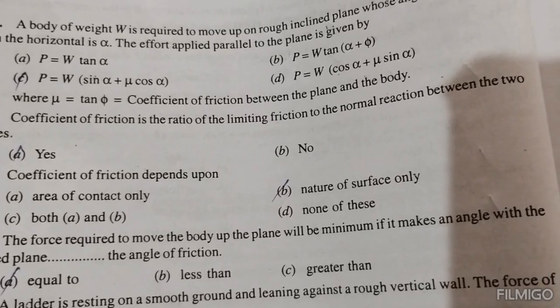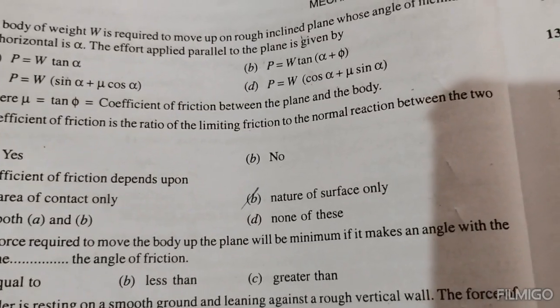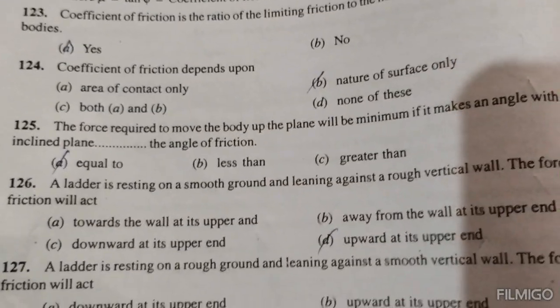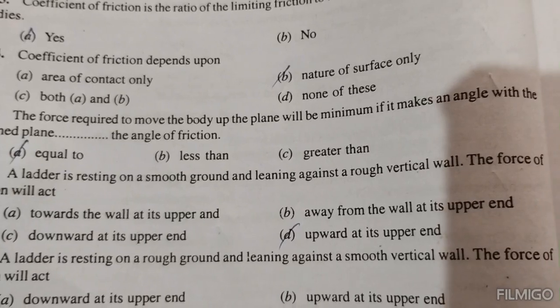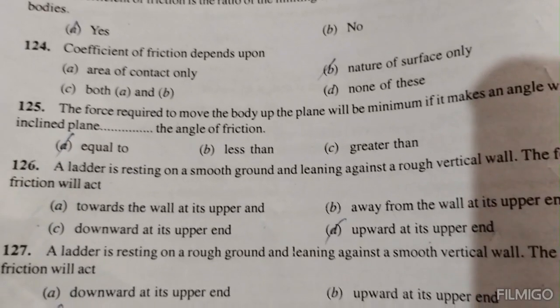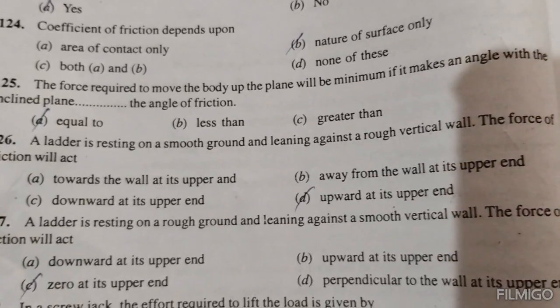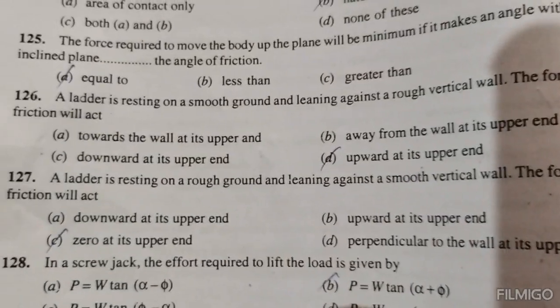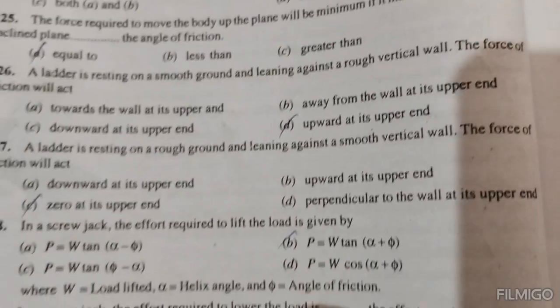Coefficient of friction is the ratio of limiting friction to the normal reaction between the two bodies. Coefficient of friction depends upon the nature of the surface only. The force required to move down the plane at minimum makes an angle with the inclined plane equal to the angle of friction. For a ladder resting on smooth ground and leaning against a vertical wall, the force of friction will act upward at the upper end.